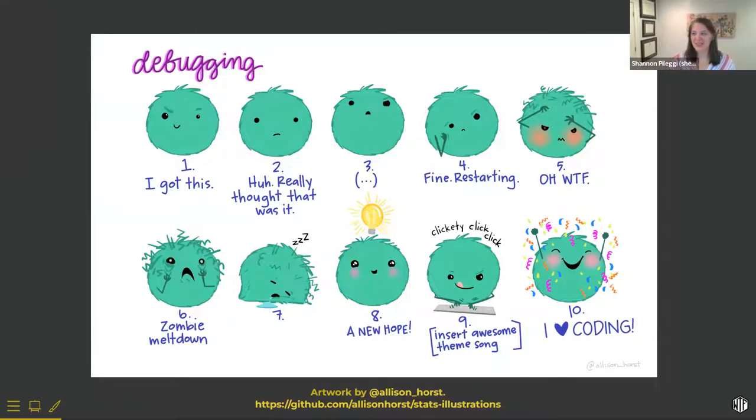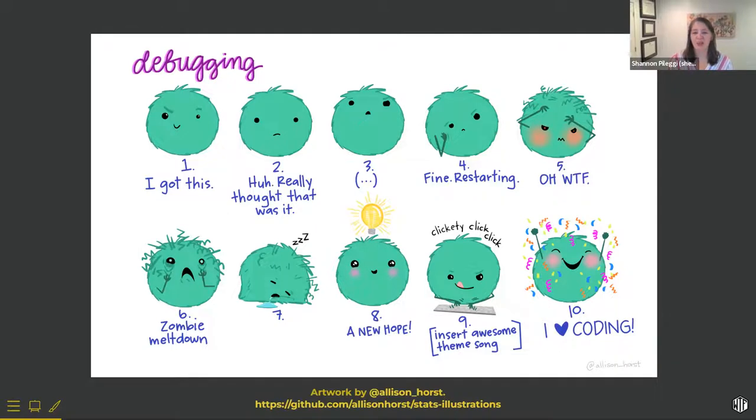And what workshop is complete without a visual from Alice and Horse? So any time any of us get into debugging, there's a lot of emotions around it, like curiosity and zombie meltdowns, and we need to take a break and walk away from it. And eventually we get it, and it feels really good when we get it. And this can apply to small debugging scenarios where you're really just trying to troubleshoot what's going wrong.